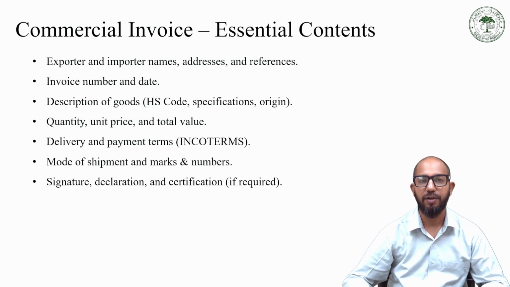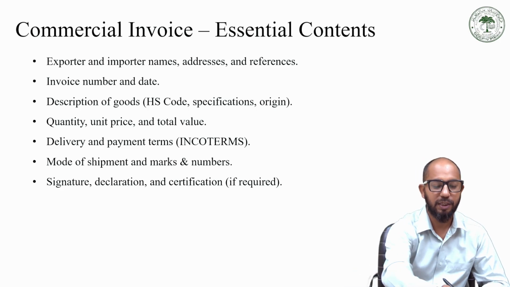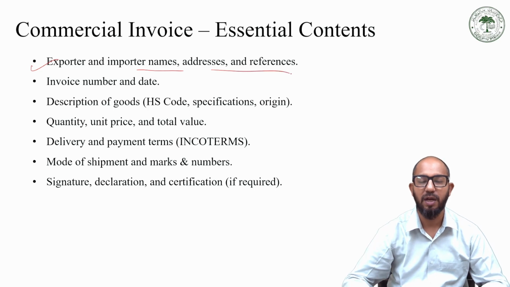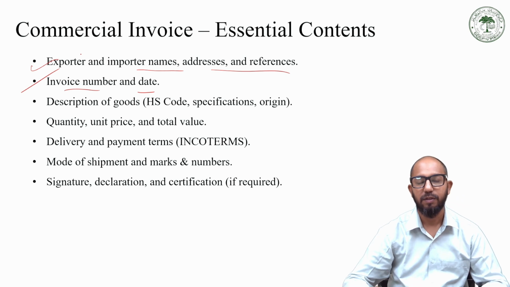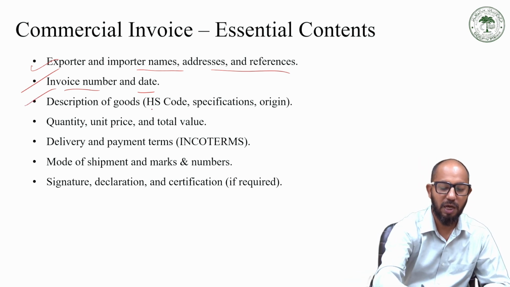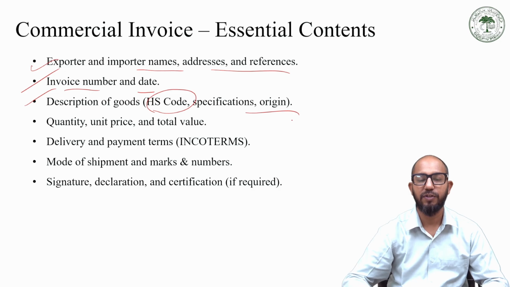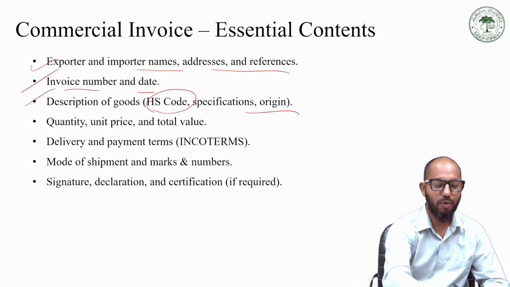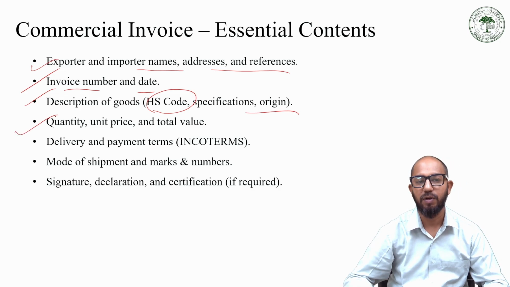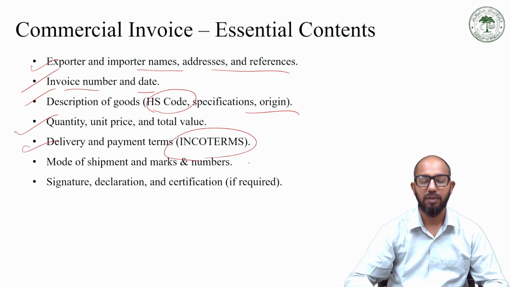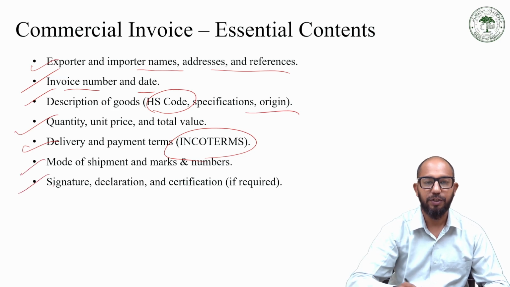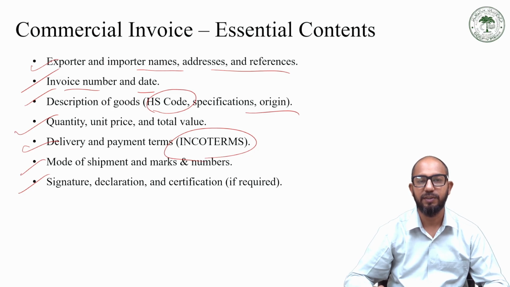Let us try to identify the essential contents of the commercial invoice. These include exporter and importer names, addresses, and references. It also includes the invoice number and date, the description of the goods based on harmonized system code, specification, and country of origin, quantity, unit price, and total value of the goods, delivery and payment terms, that is international commercial terms, mode of shipment and marks and numbers, and finally the signature, declaration, and certification if specifically required.